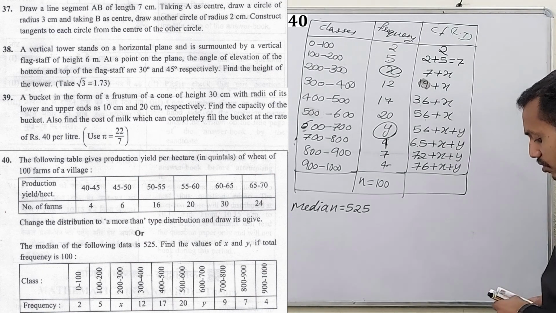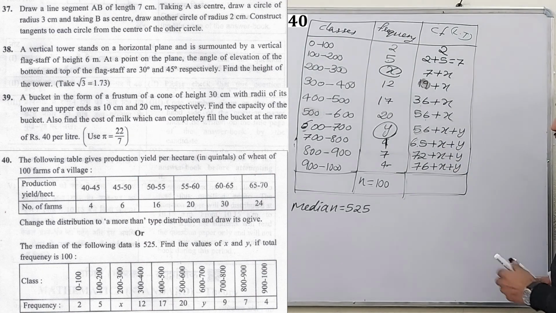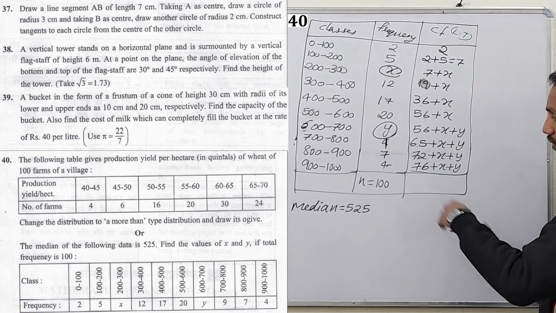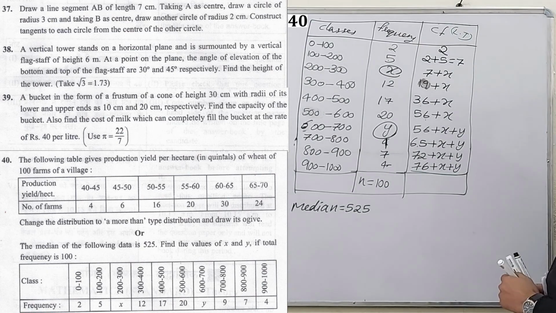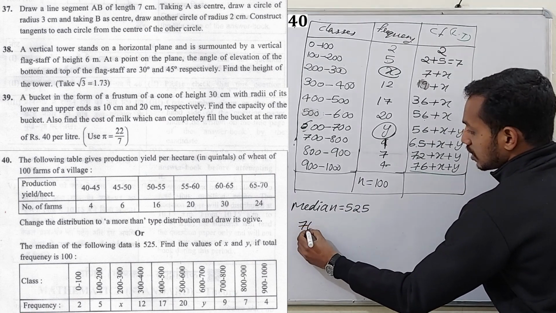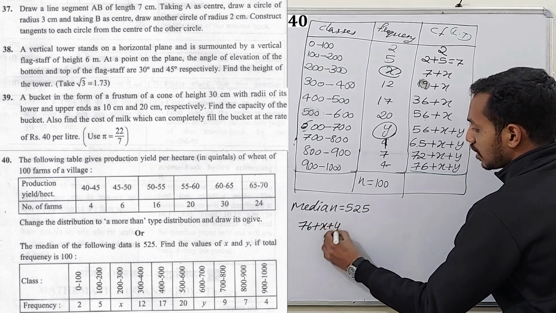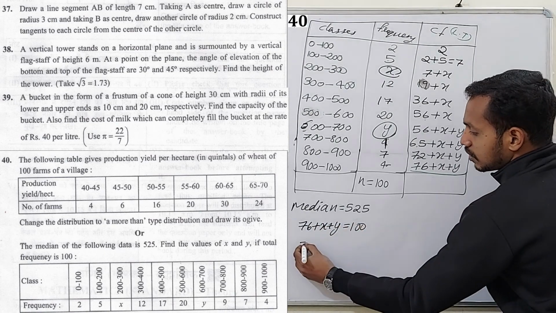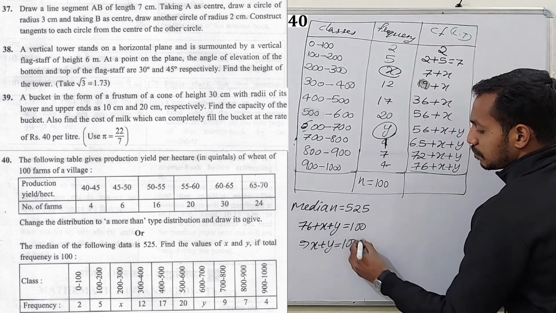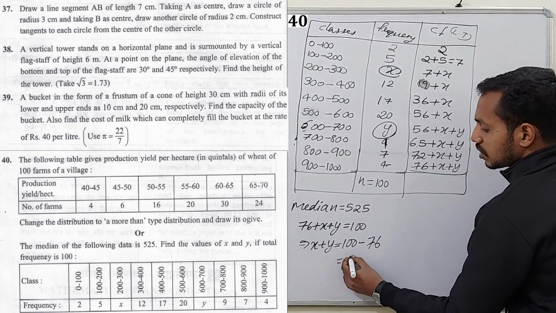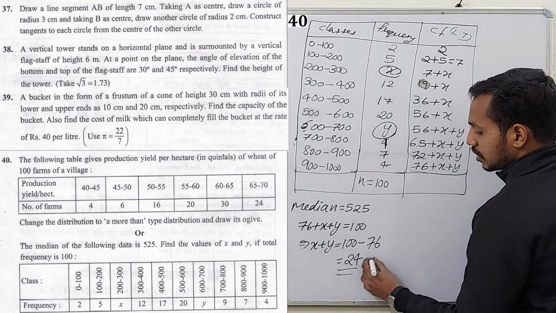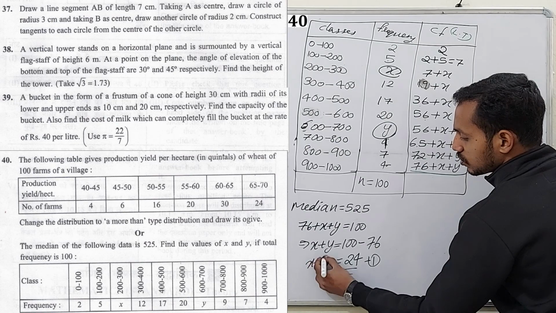Okay, so first equation we need to make from this condition. We have got the sum of all the frequencies, that is 76 plus x plus y. So according to the given condition, 76 plus x plus y should be 100. That implies x plus y is equal to 100 minus 76, which is equal to 24. Equation number 1, x plus y is equal to 24.